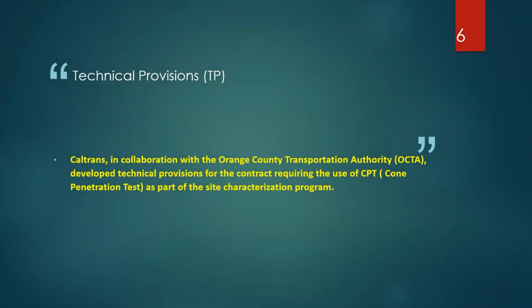As part of the design-build project, the requirement here in California, and in other design-builds for that matter, is to prepare what's called TPs, or technical provisions, which is a document that sets the standard and expectations for the design and construction team on how to deliver the project from a technical point of view. In this case, Caltrans, where I'm employed, collaborated with the local transportation authority who mainly funded the project, OCTA, Orange County Transportation Authority. In this collaboration, we developed technical provisions for the contract requiring the use of CPT, cone penetration test, as part of the site characterization program.